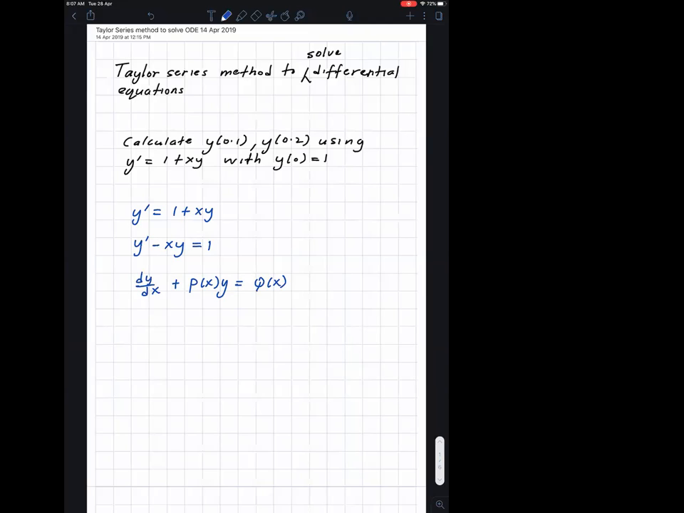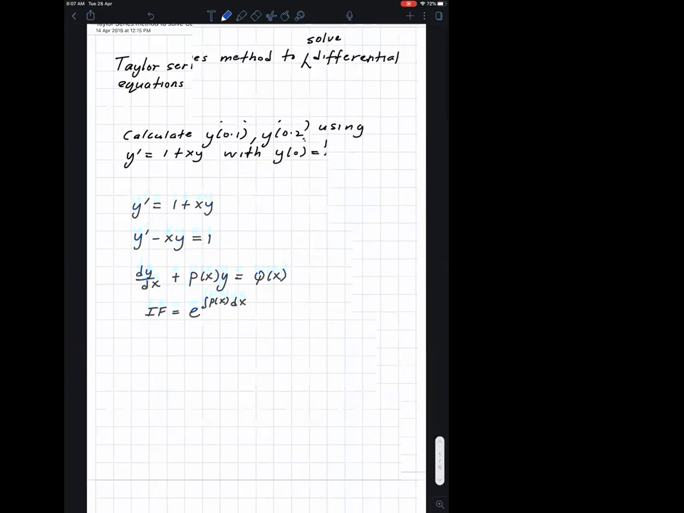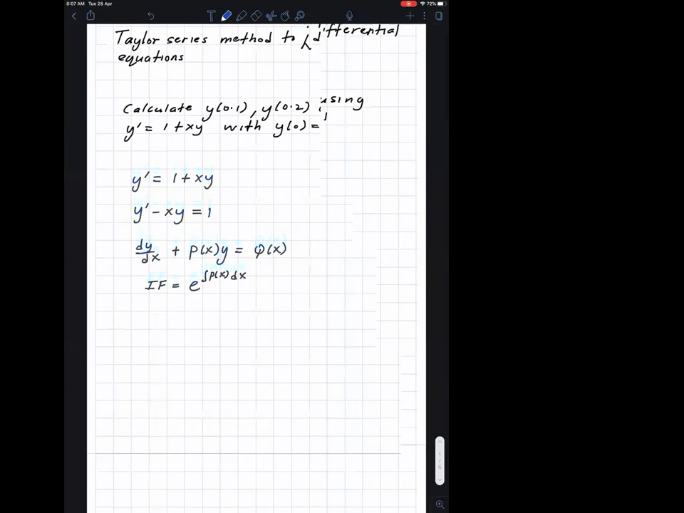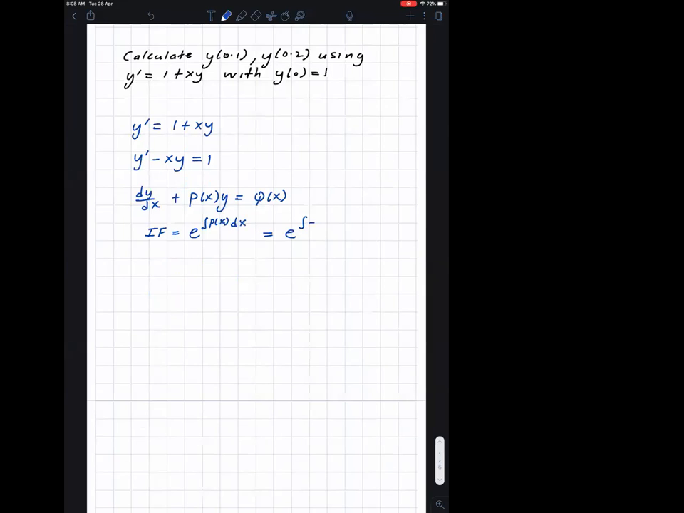Using the integration factor method, the factor is e to the integral of p(x) dx. In this problem, the integration factor is e to the integral of minus x dx, which is e to the minus x. That's the integration factor. In the previous mathematics classes, like mathematics 1A, 2A, maybe 1B, you might have learned this somewhere.